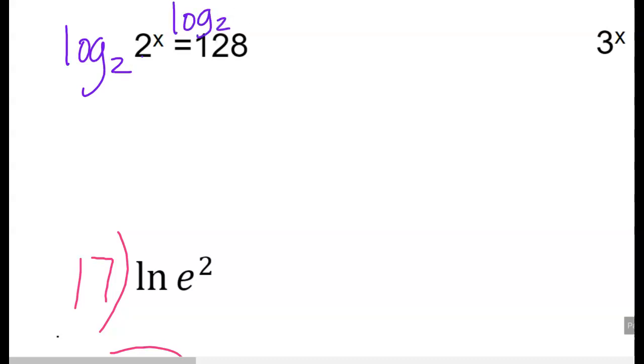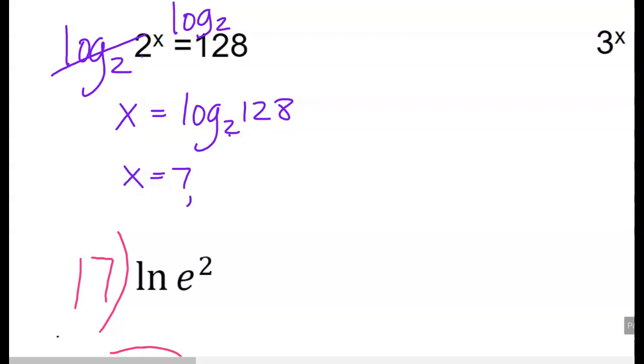Log base 2 of 2, what did we just learn happens there? It cancels to be 1. The x actually comes down out of the exponent. And I just have log base 2 of 128 is what x is equal to. What power do you raise 2 to equal 128? 7.